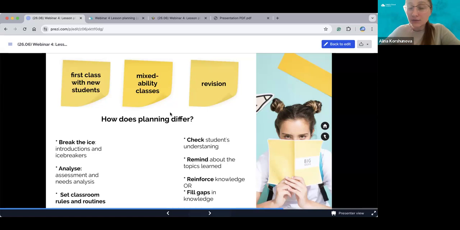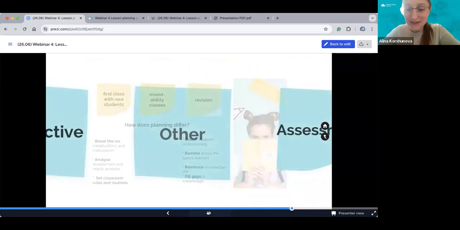So just remember that there are some other types of lessons that we do, and we can choose any stages for these lessons, but make sure, again, you include variety. Different types of tasks, different types of interaction. So it's possible to bring variety to any type of lesson.